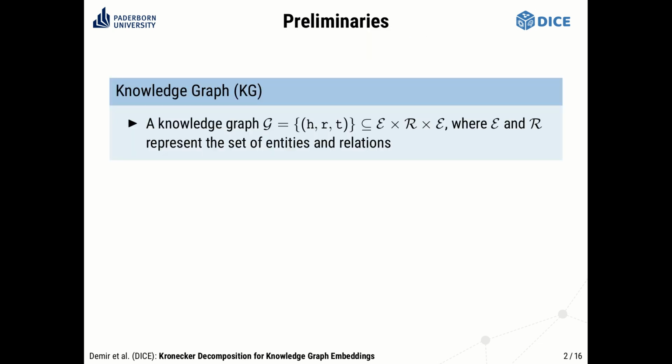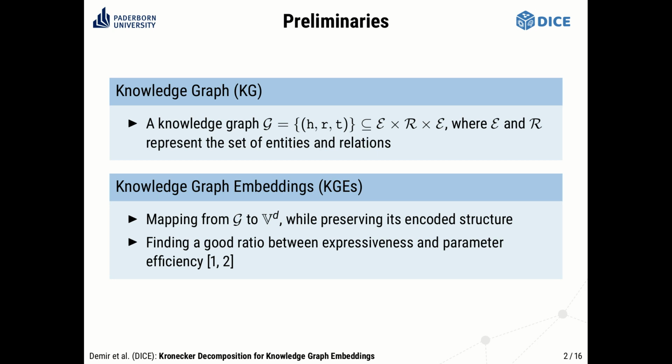Before diving into details, I would like to swiftly go through the preliminaries. A knowledge graph can be defined as a set of triples. A knowledge graph embedding model aims to map a knowledge graph into a d-dimensional continuous vector space while preserving the input's inherent structure. Finding a good ratio between expressiveness and parameter efficiency is a keystone in many successful applications. As the size of the knowledge graph increases, the importance of parameter efficiency becomes more tangible.